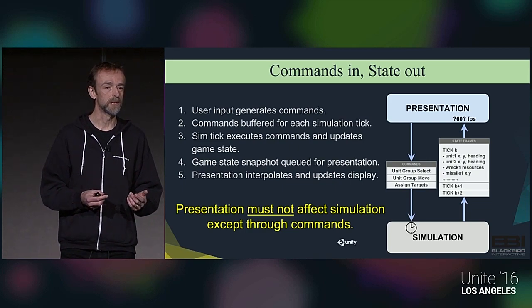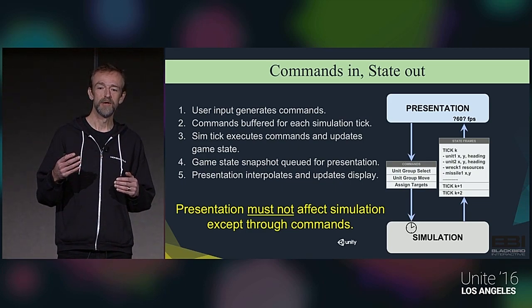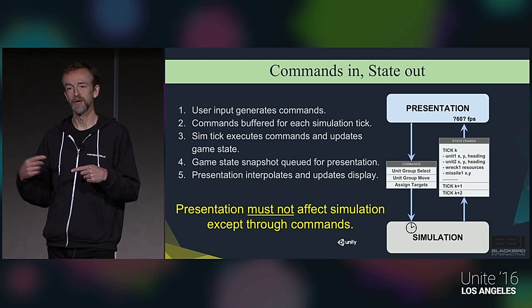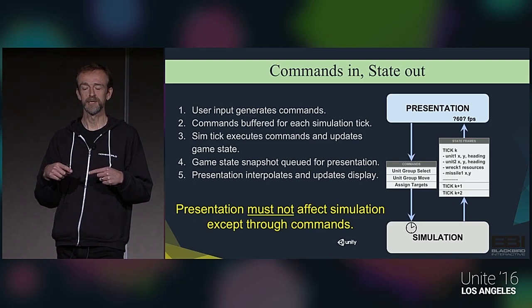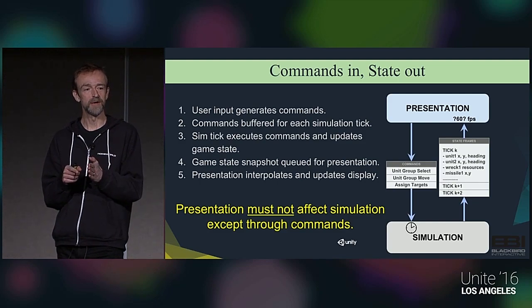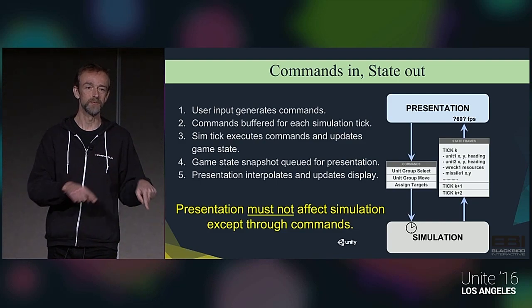You can imagine a simple thing like, if I had a public API that was calling a random number and the presentation called that at some random time, consuming another random number, then the sequence of random numbers in the simulation will diverge.